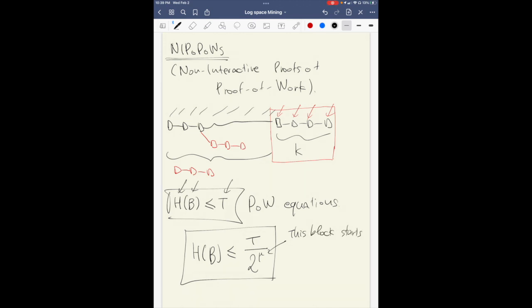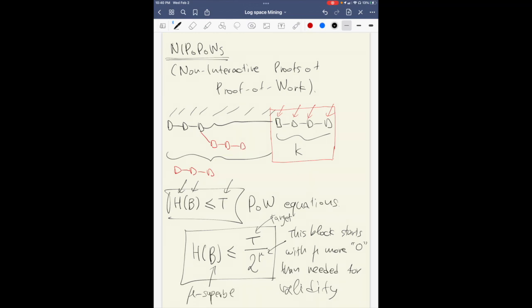So this block starts with mu more zeros than needed for validity by the target, right? This is the target. This is the mining target. Okay, so these blocks, we call them super blocks. We call this a super block or a mu super block.